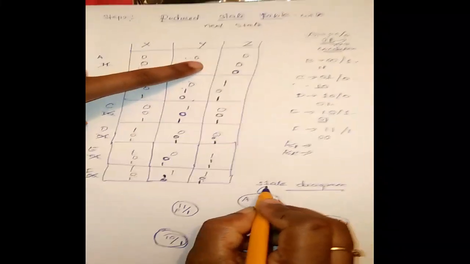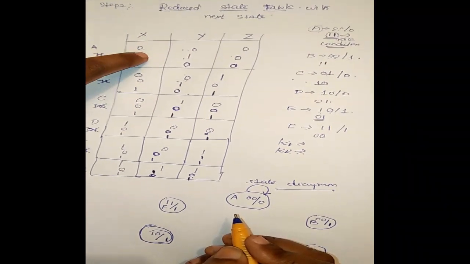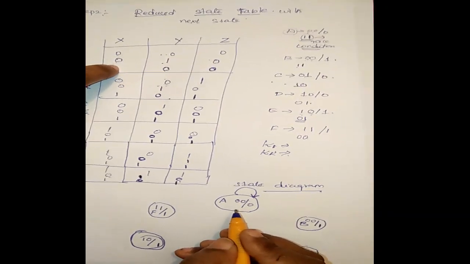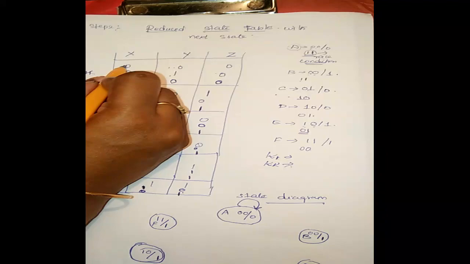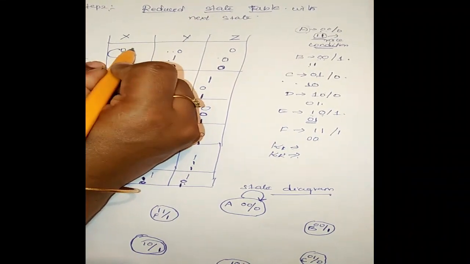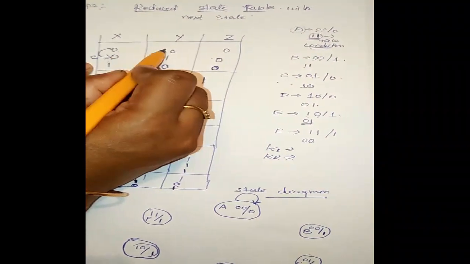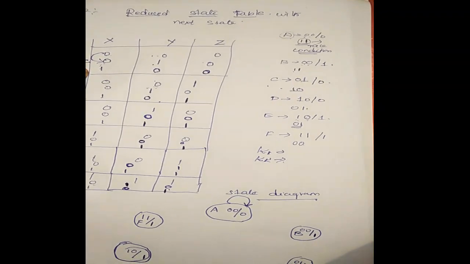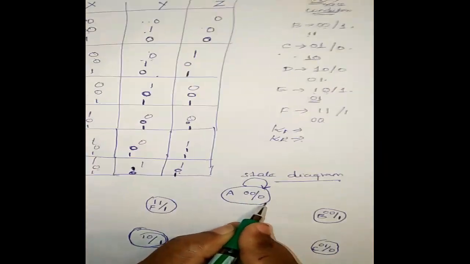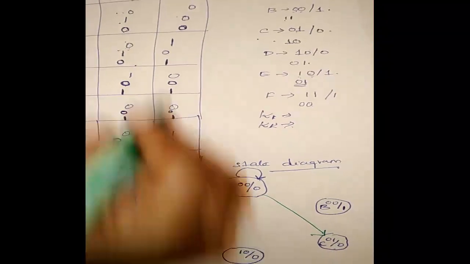Now 0, 0 goes to 0, so it goes back to the same place. Now 0, 1 is what? 0, 1 is your C. So A comes to C. This input is A, and 0, 0 is A, so A comes to C. I'll represent this with the green pen. So its output is 0 over here.